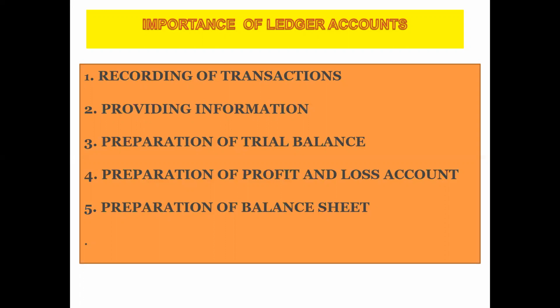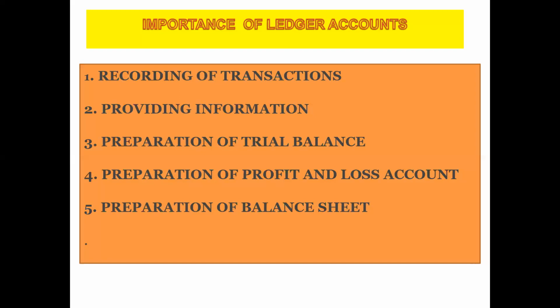Coming to the second one, providing information. It gives data to the people who need it, maybe suppliers, shareholders of the business, or creditors of the business. If they want any information or data from the organization, the ledger account provides it to all the needed persons. That is the second point. And coming to the third one, preparation of the trial balance.